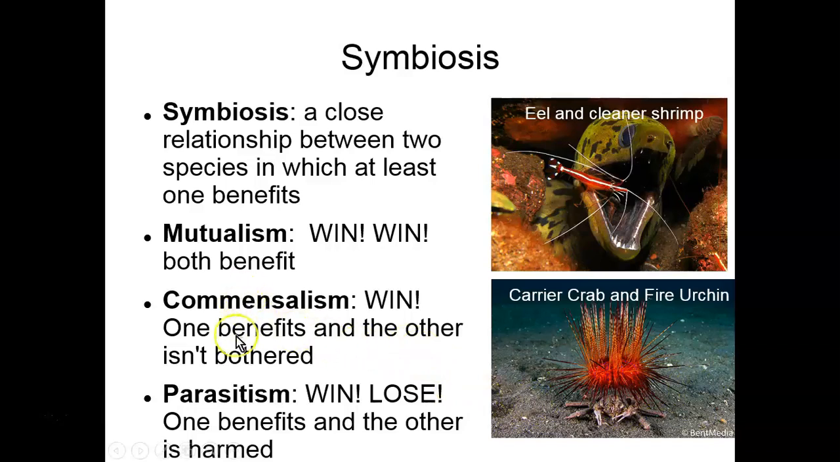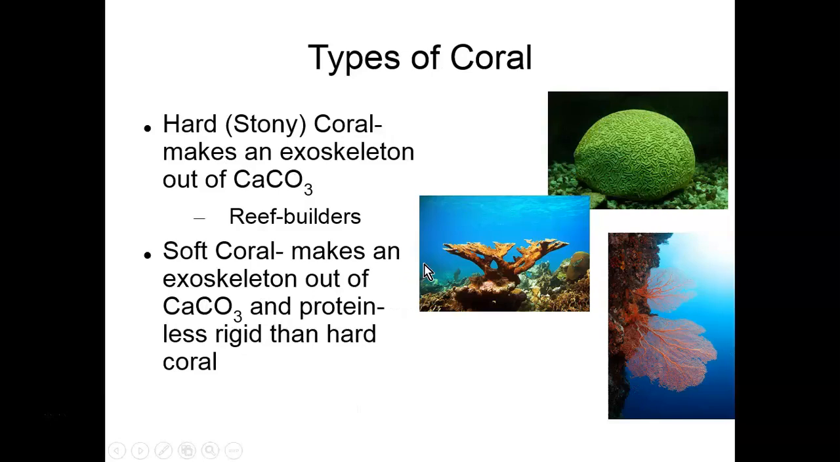And then a third type of symbiosis is parasitism, in which one benefits and one loses. So you can think of the parasites on the eel that are essentially taking nutrients away from that eel and making the eel less healthy, whereas the parasites are winning because they're getting nutrients and surviving.